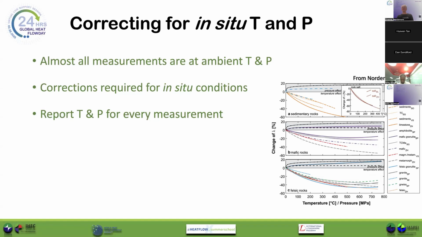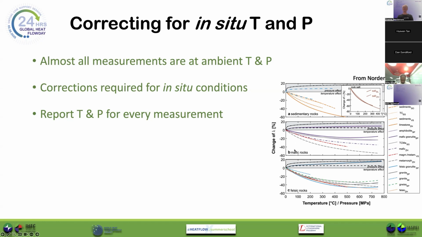following, for example, publications like this one from Ben Norden at GFZ Potsdam a few years back, where he and colleagues did measure many rocks at many different temperature and pressure conditions in the laboratory at GFZ Potsdam, and characterize typical relationships between temperature, pressure, and how much thermal conductivity will change with changing temperature and pressure for different rock types.